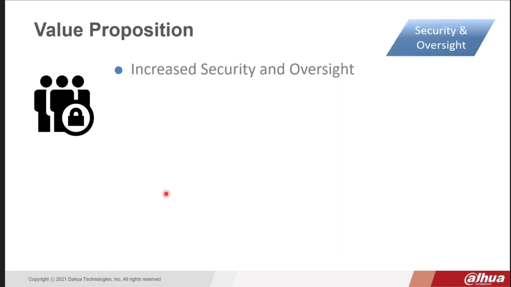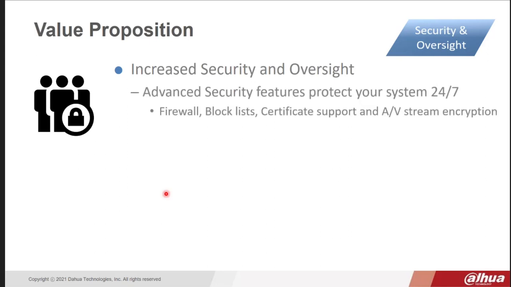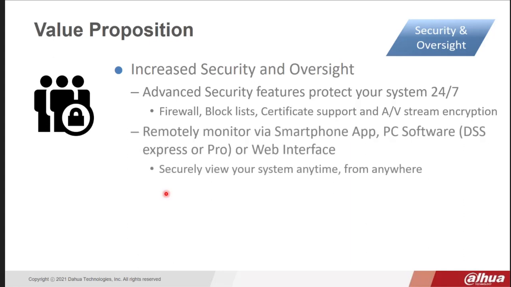So the value proposition from all this is that collectively it increases security and oversight. All these advanced security features help protect your system, 24/7. So you've got those firewall-like features, the allow and block lists, certificate support, and also AV stream encryption. You also are able to remotely monitor your assets via smartphone app, PC software, which could be DSS Express or Pro, or the web interface on the device. So that means that you can securely view your system anytime from anywhere.